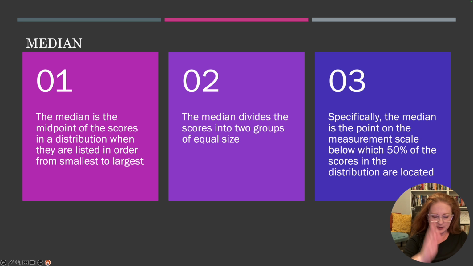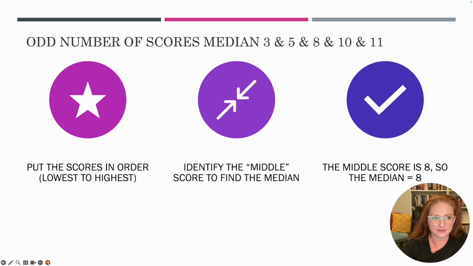So again, think about taking a piece of paper and dividing it in half, or taking your scores and just saying, okay, that's half. We don't care about outliers. We don't care about really crazy scores, right? Just the median. Okay. We're going to do odd numbers. We're going to do even numbers. So this first grouping, we're going to do odd numbers. So we have 3, 5, 8, 10, and 11. First, I was always taught to go lowest to highest, so I always put mine lowest to highest. So we go 3, 5, 8, 10, 11. Okay. Identify the middle.